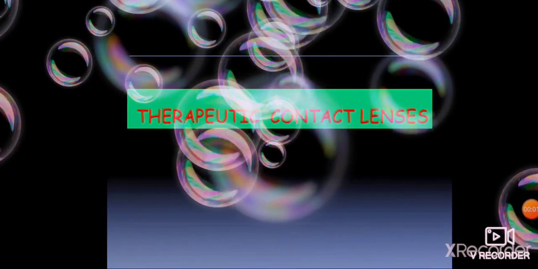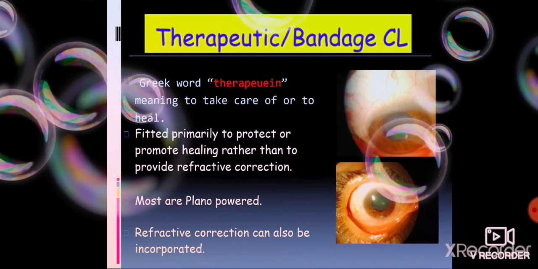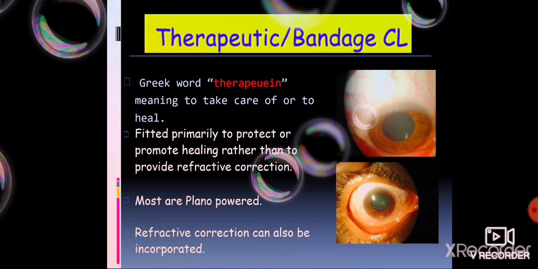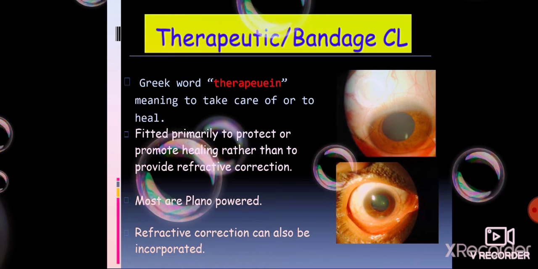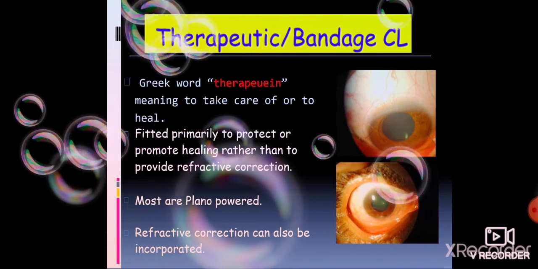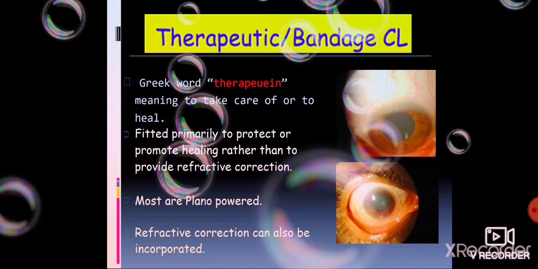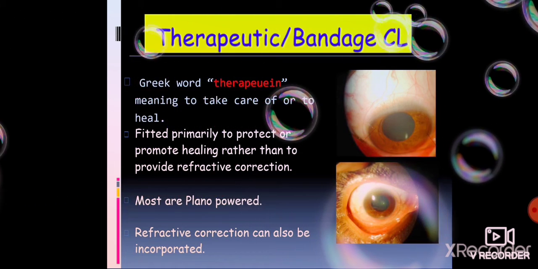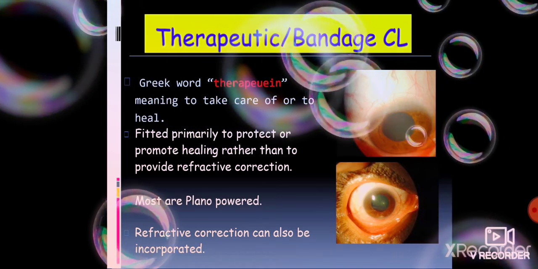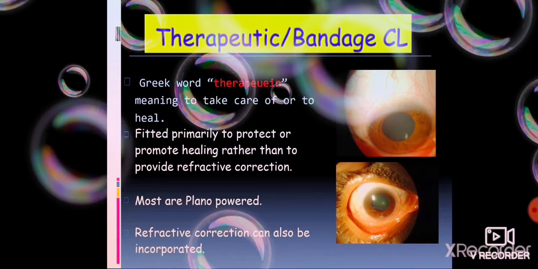Class is regarding therapeutic contact lenses. So, therapeutic or bandage contact lenses. In the market, therapeutic lenses are available as bandage contact lenses. The name comes from a Greek word, therapeia, meaning to take care or to heal. They are fitted primarily to protect or promote healing rather than to provide refractive correction. So these lenses are mainly helpful for promoting healing, not for refractive correction.